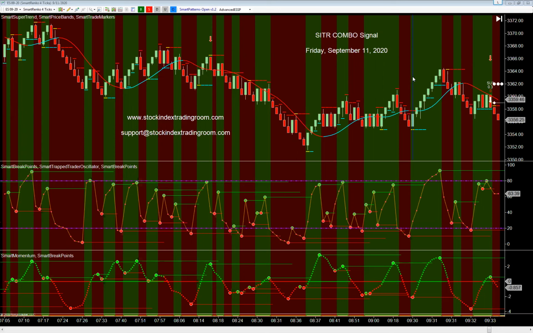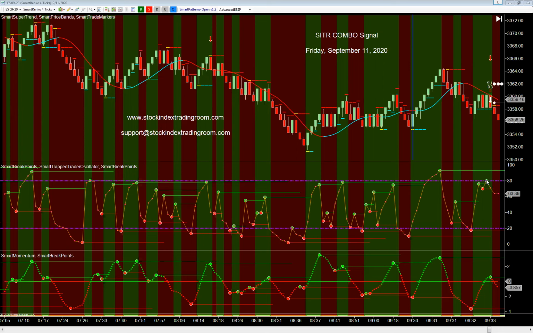And so here we go. Let's look at the recap. Our blue vertical line represents market open. You can see here, trap trader oscillator is in an extreme, and it does in fact come down. But our smart price band is saying, not yet. It's a little early to get short. So here we cycle down.